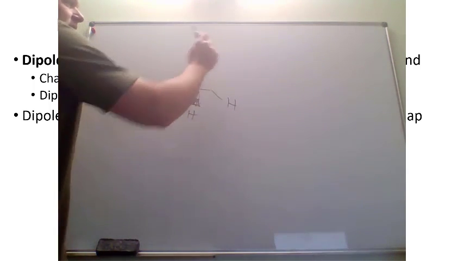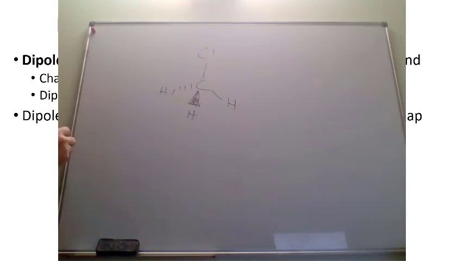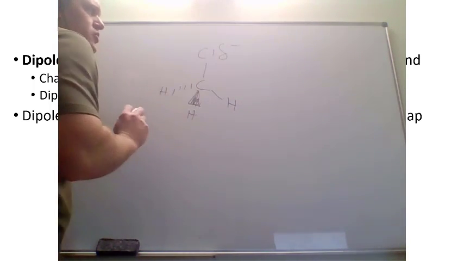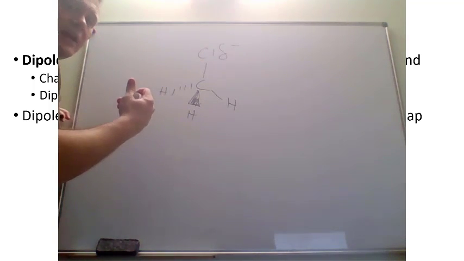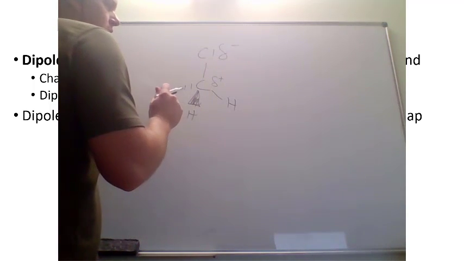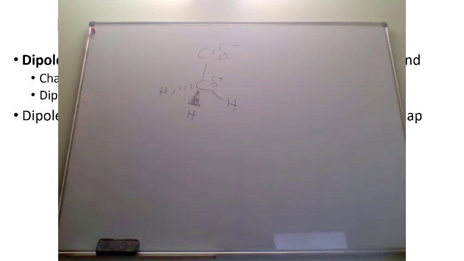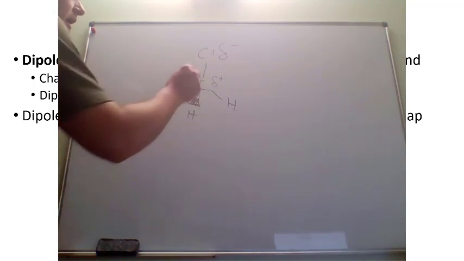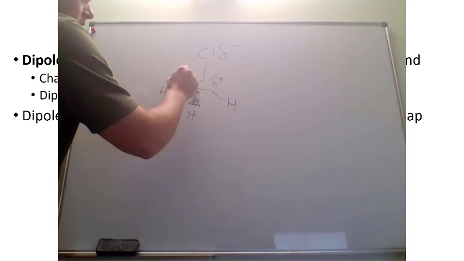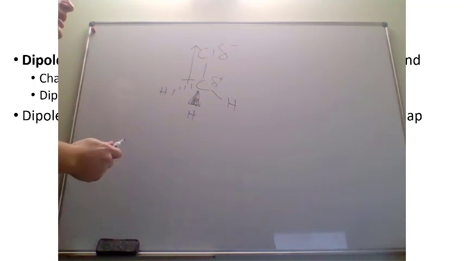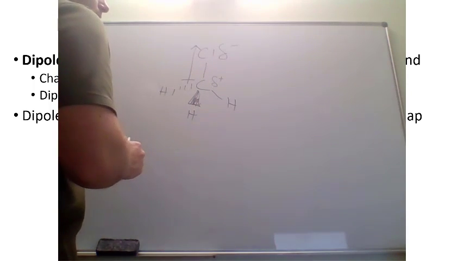But we do know that the C-Cl bond is going to be a polar covalent bond. We have a partial negative charge on our chlorine because it's the more highly electronegative atom, and we have a partial positive charge on our carbon because that is the less electronegative atom. So we can draw the dipole moment of this entire molecule with a plus sign on our partial positive atom and the arrow pointing to our region of higher electron density, our partial negative.